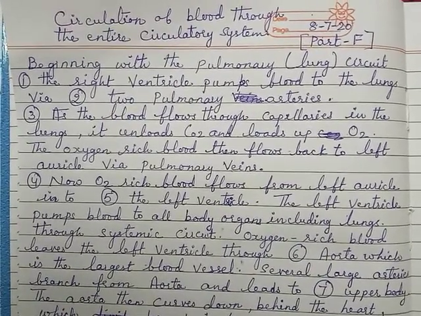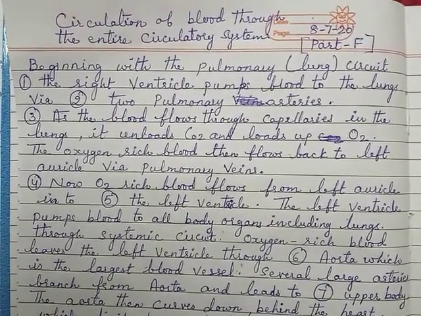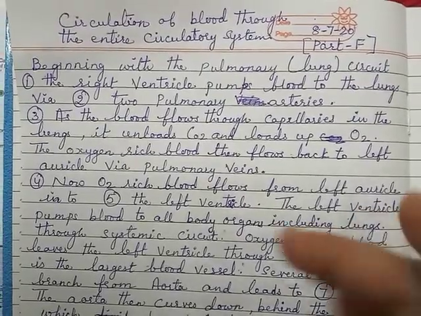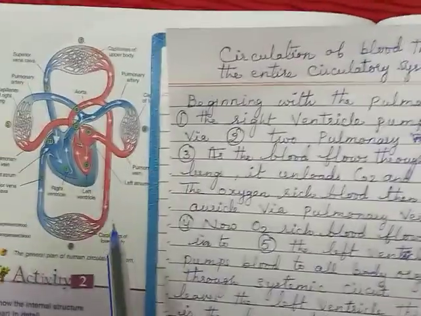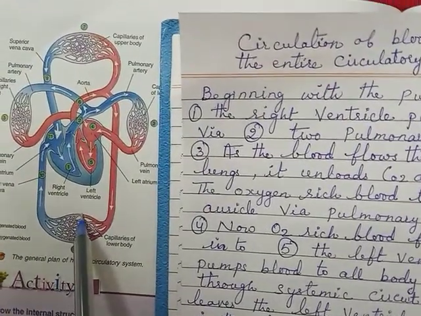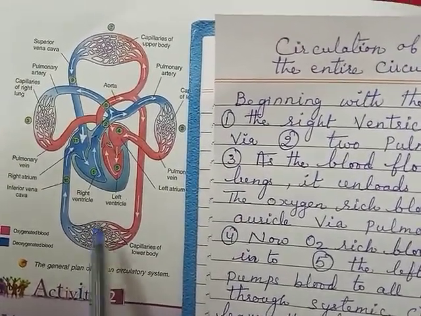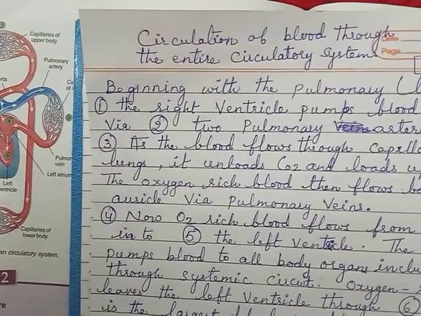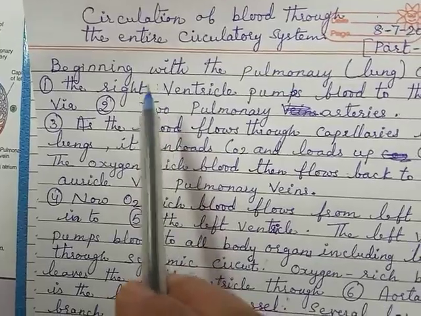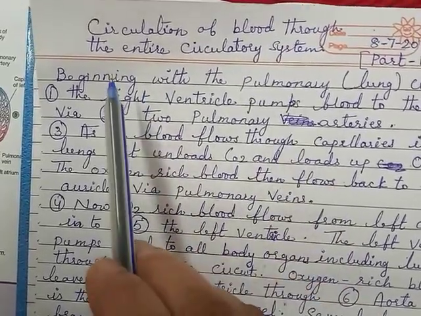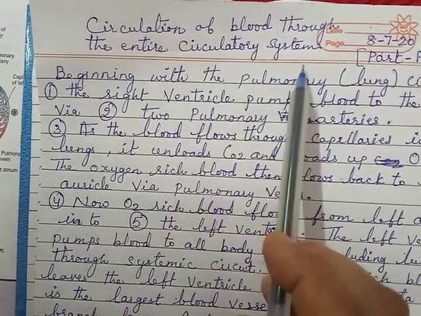Hello everyone. This is the F part of the circulatory system, and children, I have written here this explanation so that I can explain you very well with the help of this diagram. So I have written this explanation here. In this video section, I am going to explain the circulation of blood through the entire circulatory system.